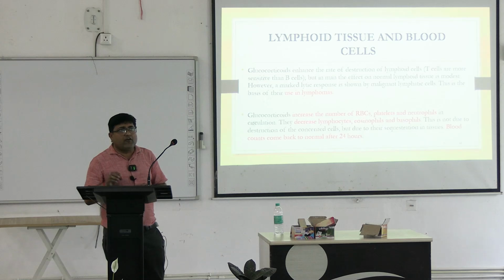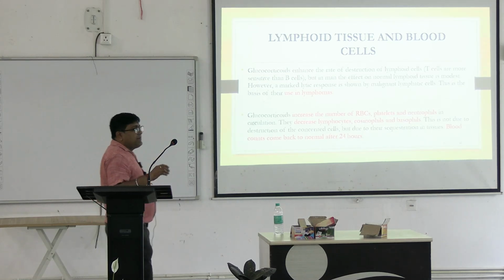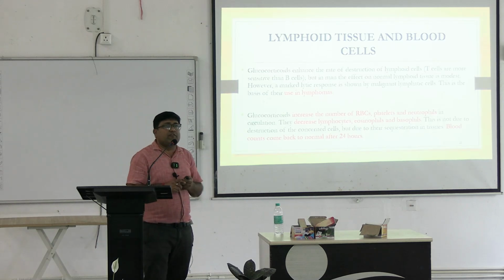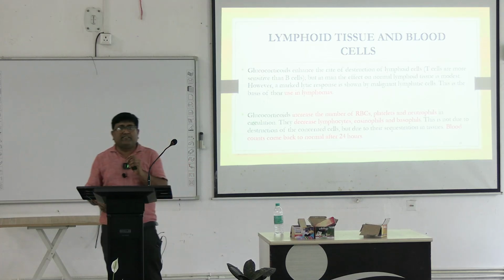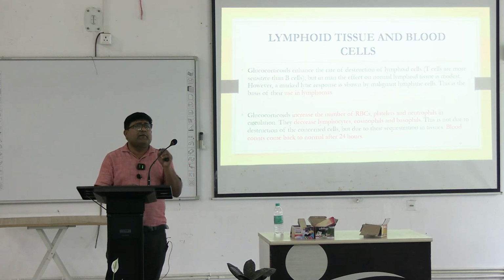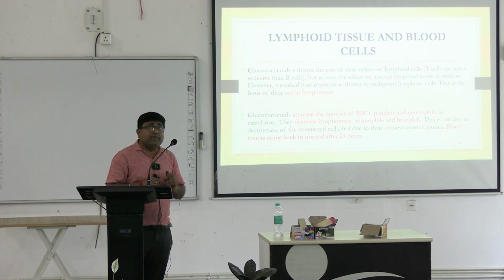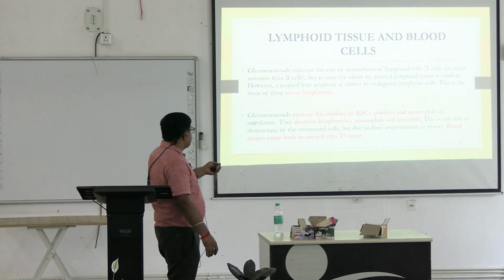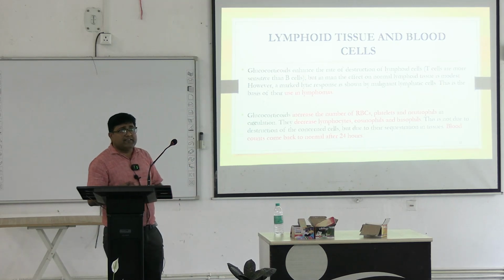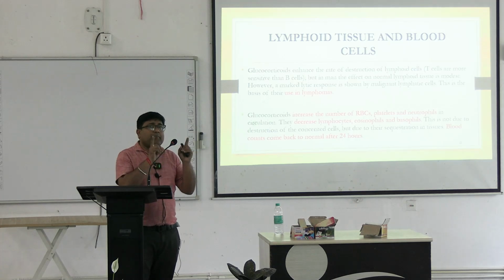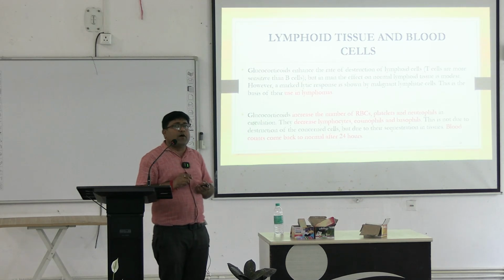Lymphoid tissues: the action of glucocorticoids on the lymphoid tissues and the blood cells. They cause a rapid destruction of lymphoid cells. T cells are particularly involved, more than the B cells. This action is moderate in normal cells, but it is more marked in the malignant lymphatic cells, and it is for this reason that glucocorticoids are used in lymphoma.